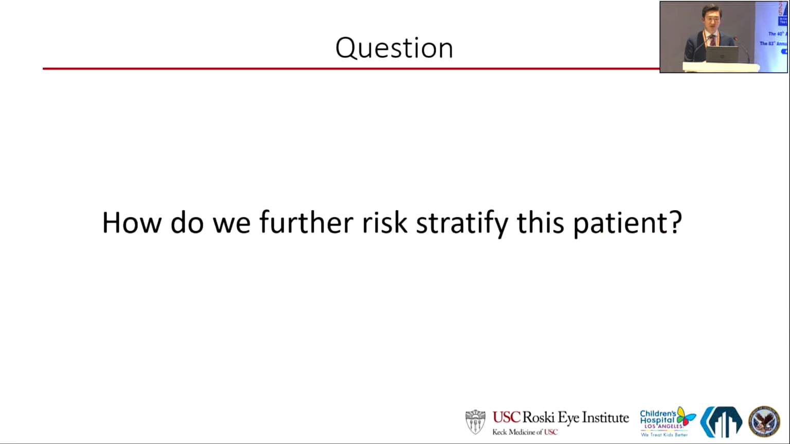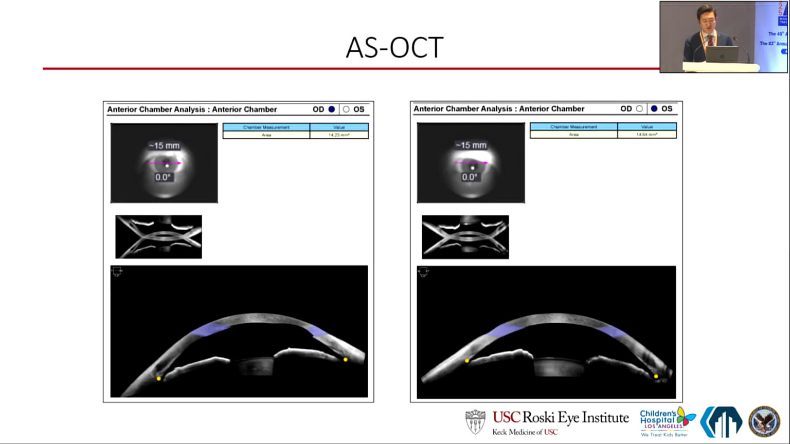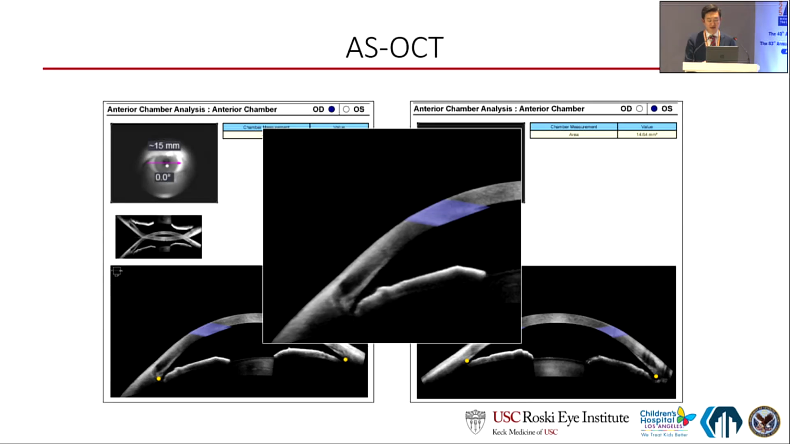So the question here then is, this patient has PACS in both eyes. How do we further risk stratify this patient to decide whether or not she needs treatment? At this point, we got an anterior segment OCT of both eyes, and I've marked here the scleral spurs in both eyes. What you can see here is that there is no iridotrabecular contact in either eye. Zoomed in here, you can see that there is still a slit between the trabecular meshwork and the iris that allows for aqueous to flow out of the eye.